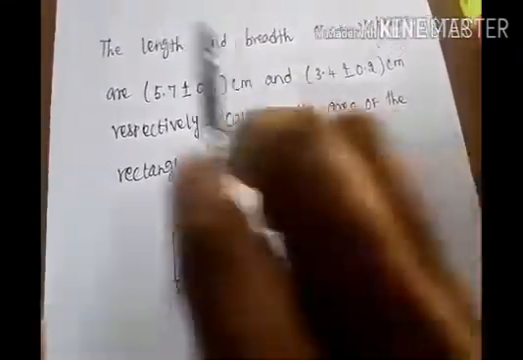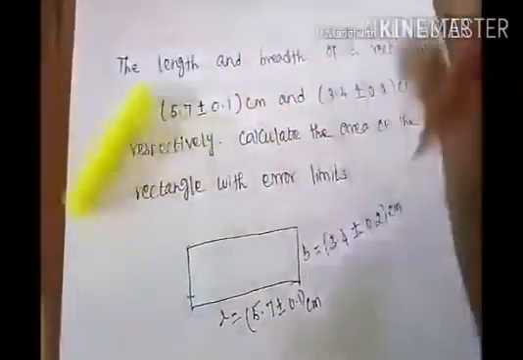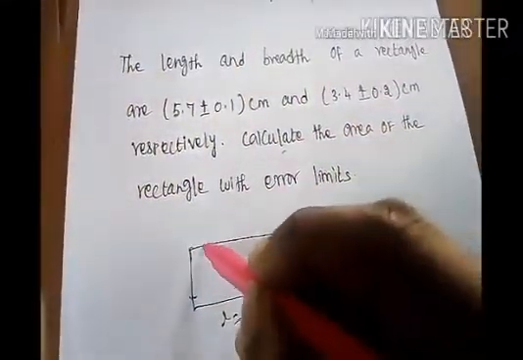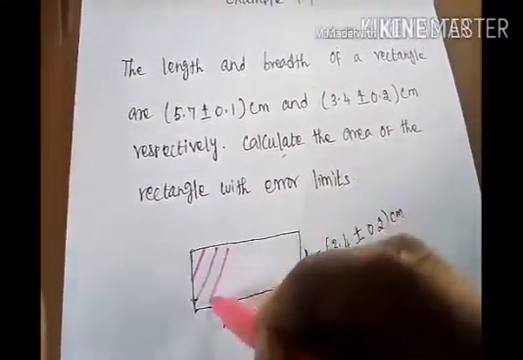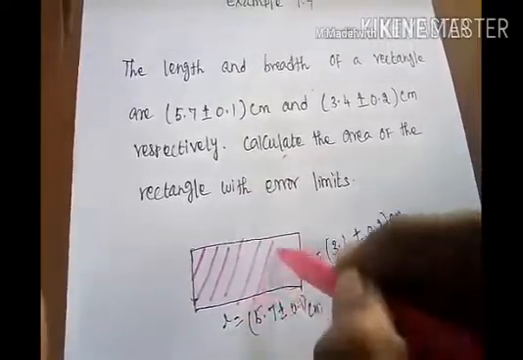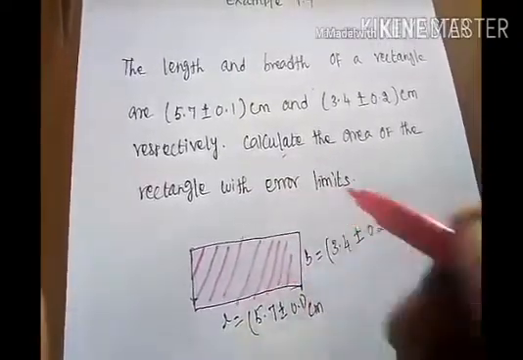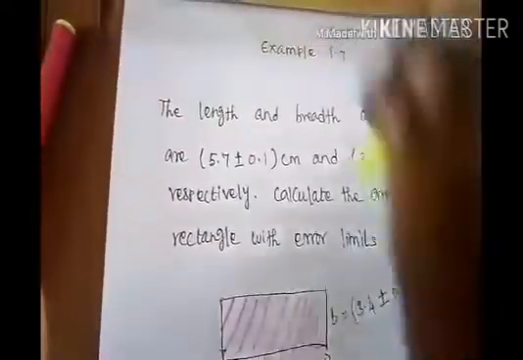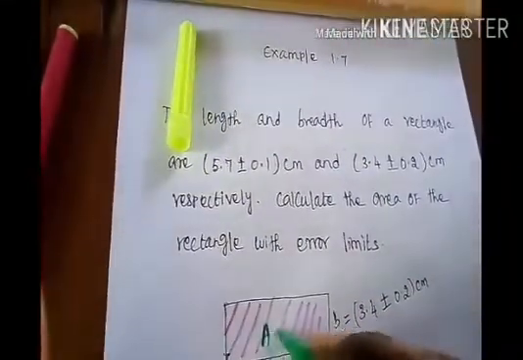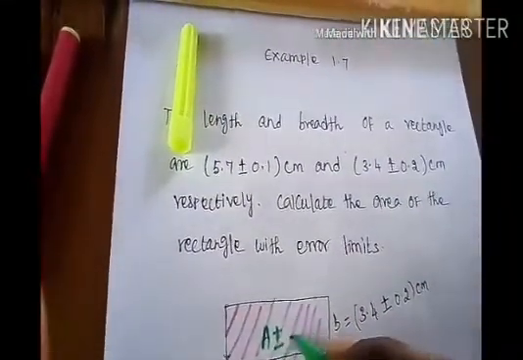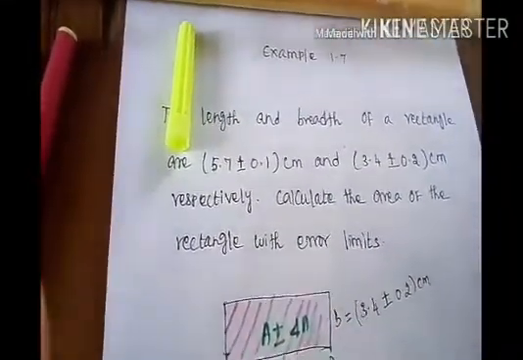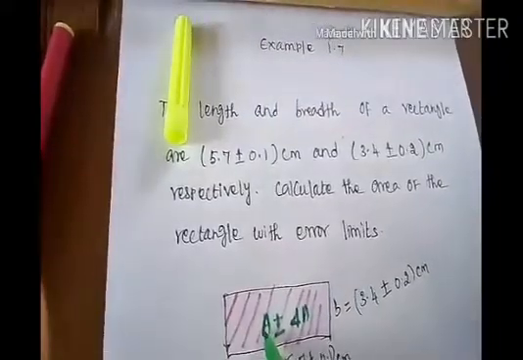So in our question we have to calculate the area of the rectangle with error limit, that is, the area with some error limit, delta A. First let us find out this area. So first you find out the area of this rectangle.